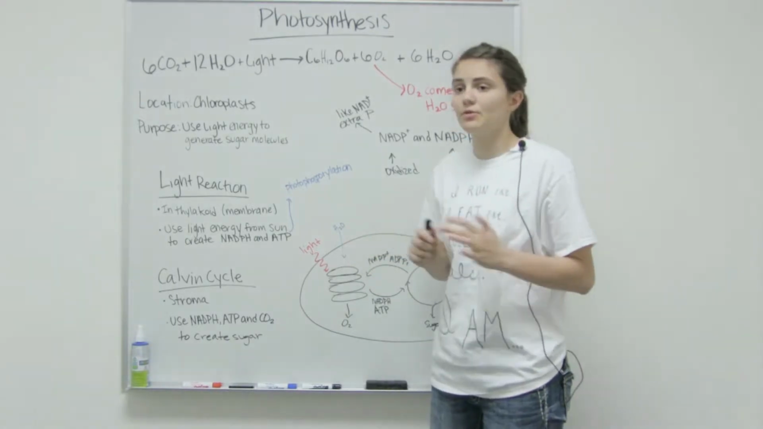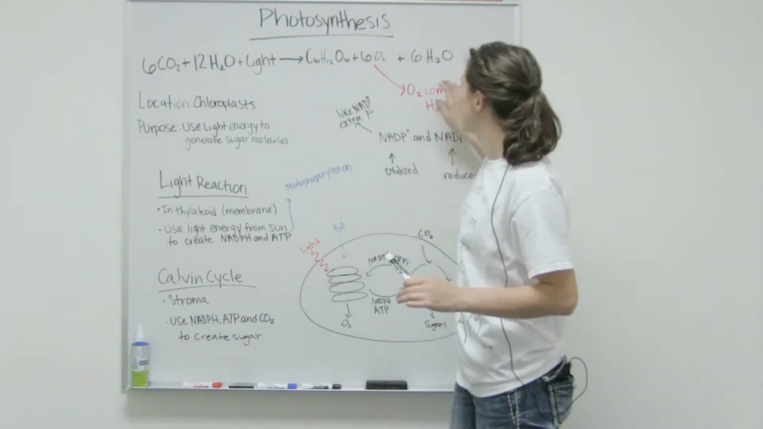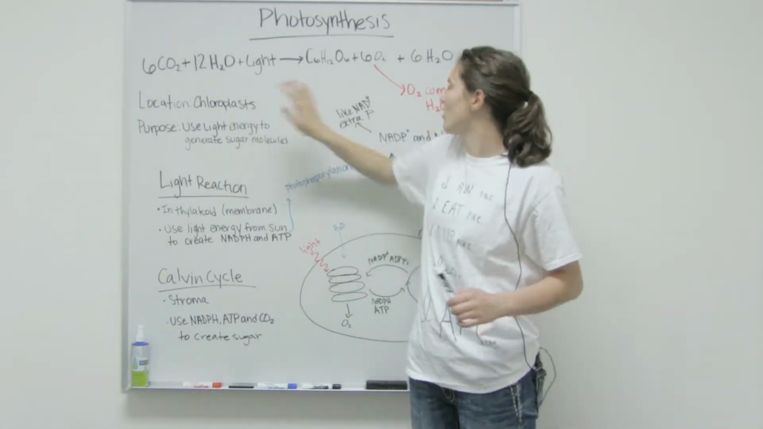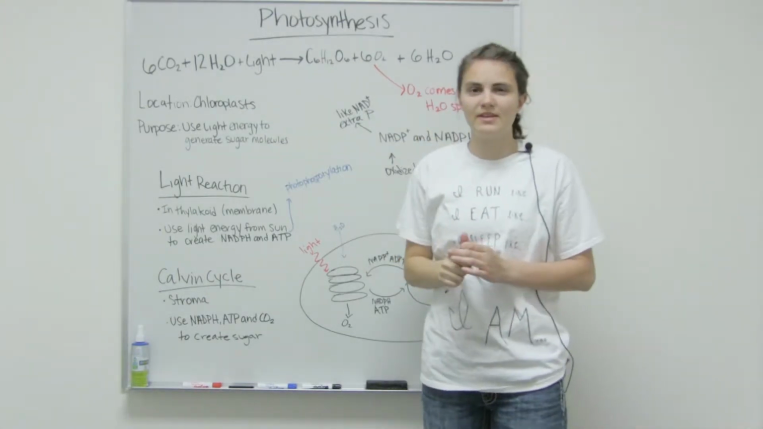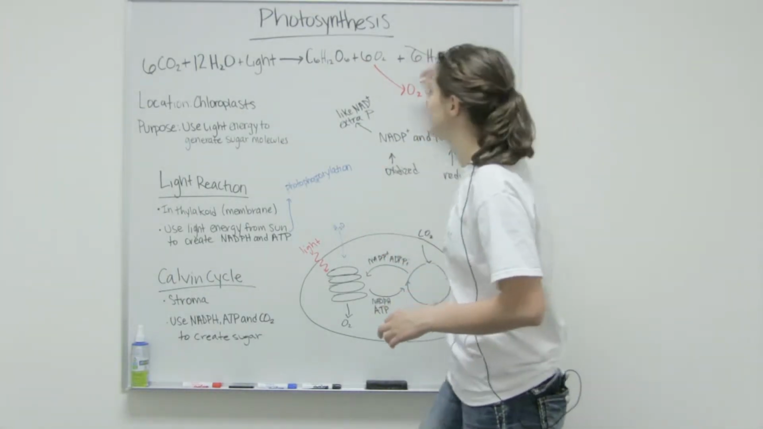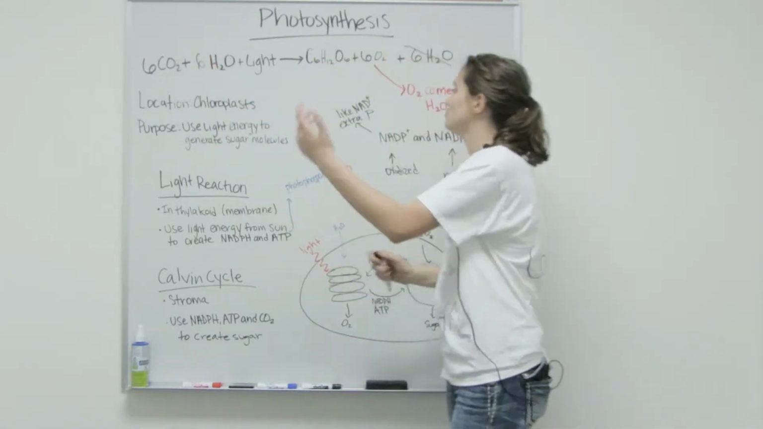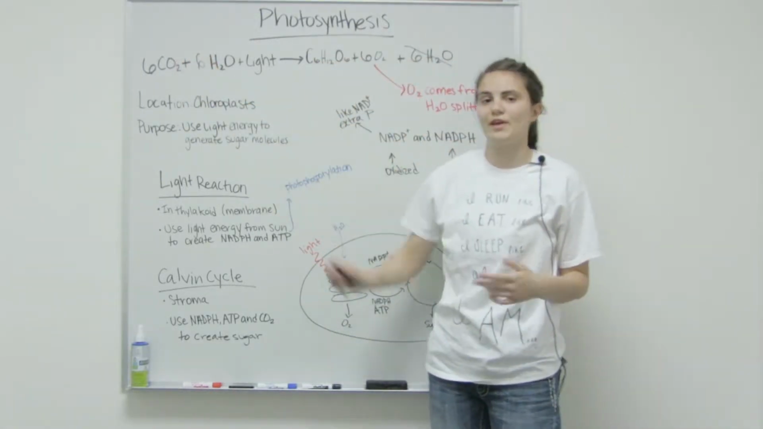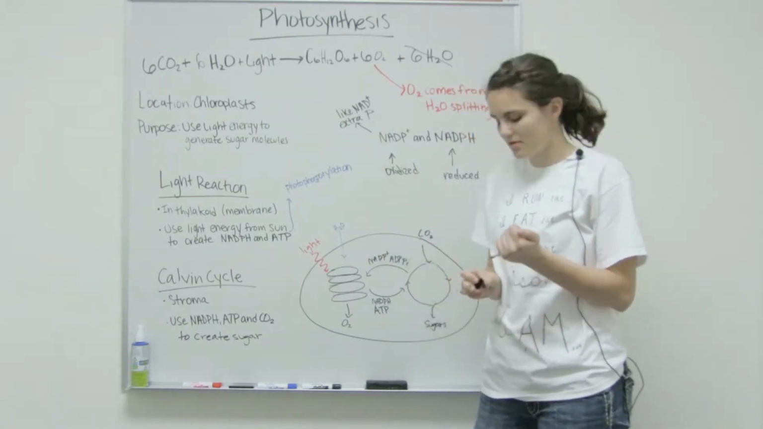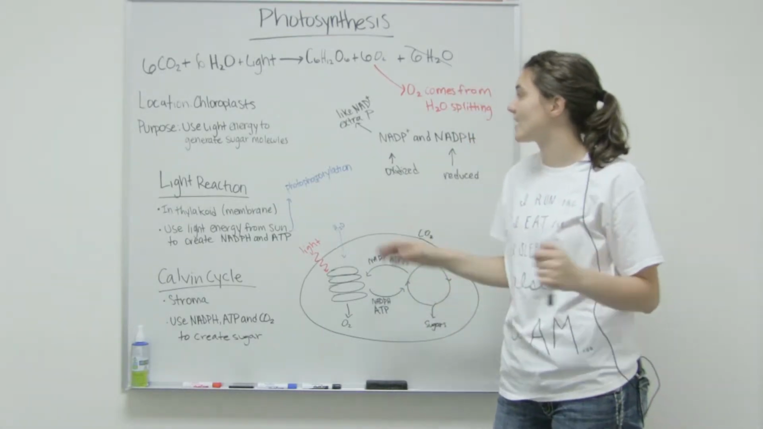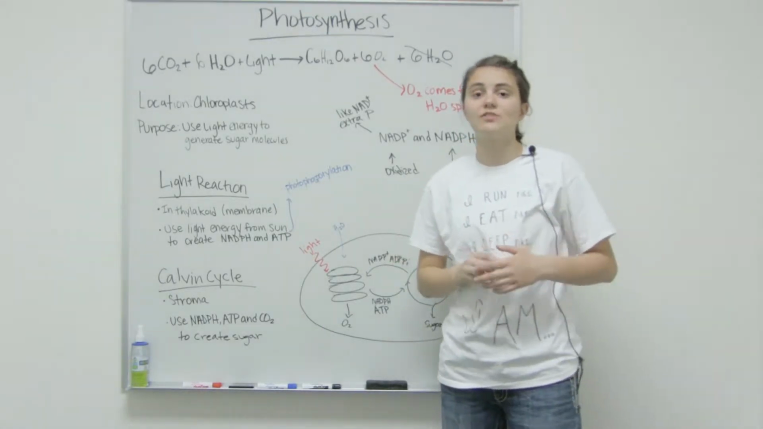And there's a couple things I want you to notice about this. First is that because we input 12 waters and then get 6 waters out, the net reaction is actually going to be 6 waters, because if you use 12 and make 6, then you really only had to input 6. And the other thing is that this is the exact opposite of cellular respiration, almost.